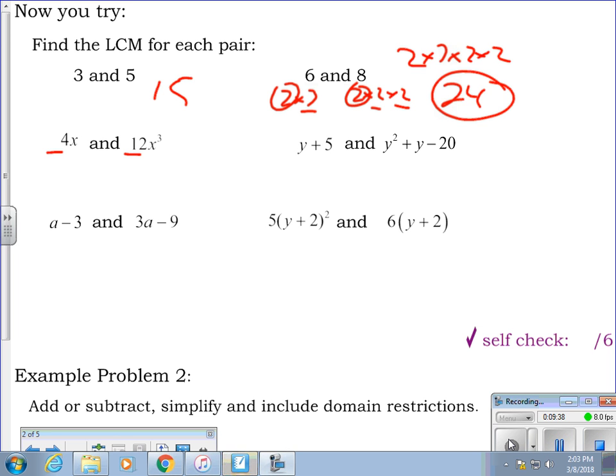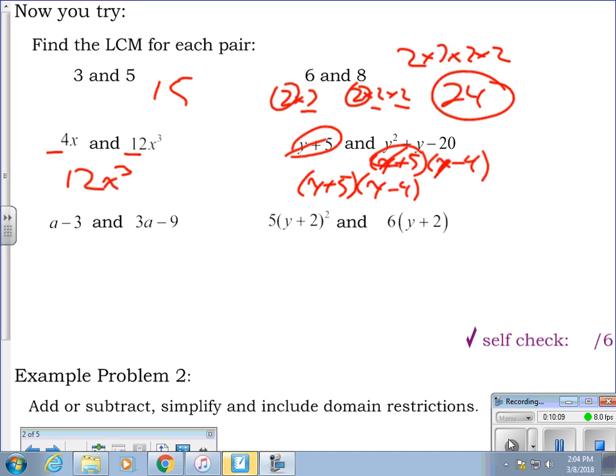4 and 12, the least common multiple between 4 and 12 is 12. Because 4 goes into 12. 12 is the smallest thing 12 goes into. So I get 12. X and x cubed is x cubed. I have to factor this one. Y plus 5, y minus 4. My plus 5s, I have this plus 5 here and that plus 5 there, so it's y plus 5. And then I have the y minus 4 left over. Do not get comfortable thinking that it's always going to be the two factors of one takes care of the other. That won't always happen that way.